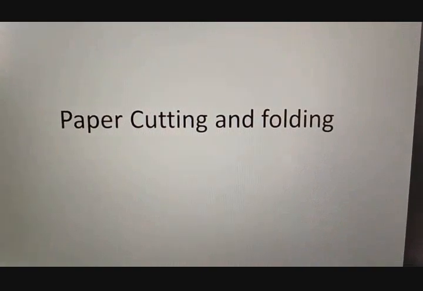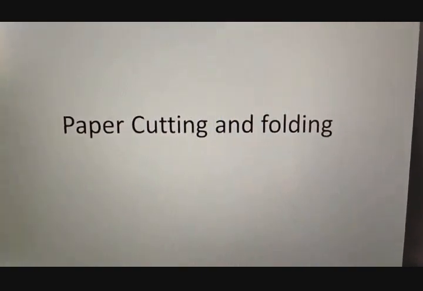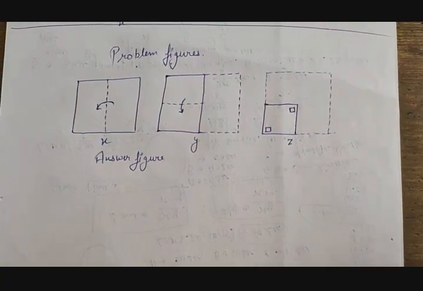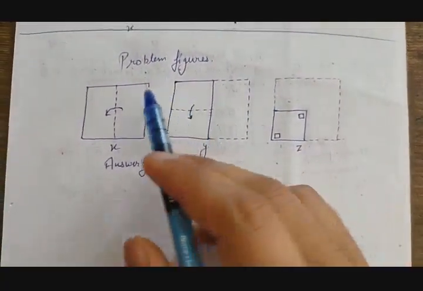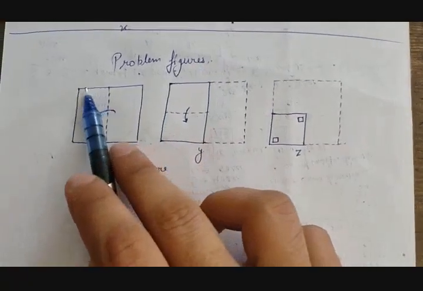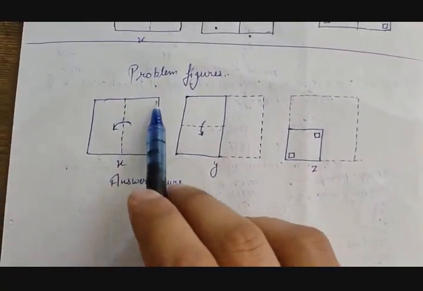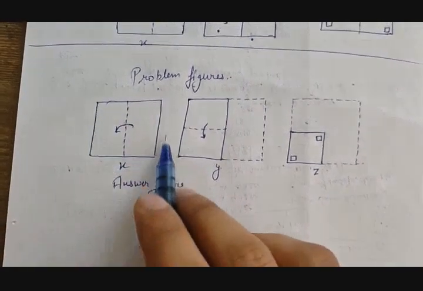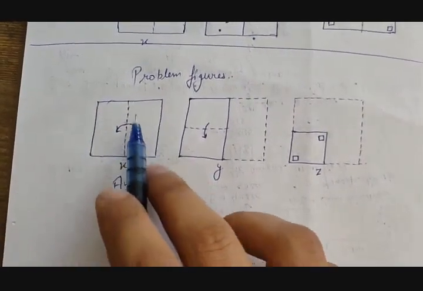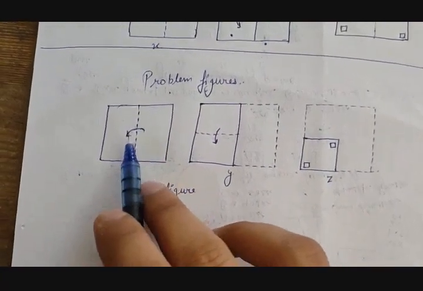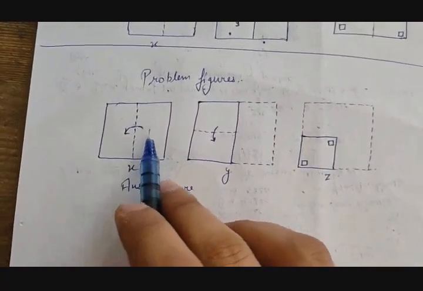So let's see some basics about how to solve this type of question. Let's see first of all paper folding. This was the problem figure. First of all, understand what the dotted line and the complete line represent. The complete line represents the complete sheet of paper, and the dotted line represents that the sheet is folded at this point. And the arrow represents folding from this side to this side.